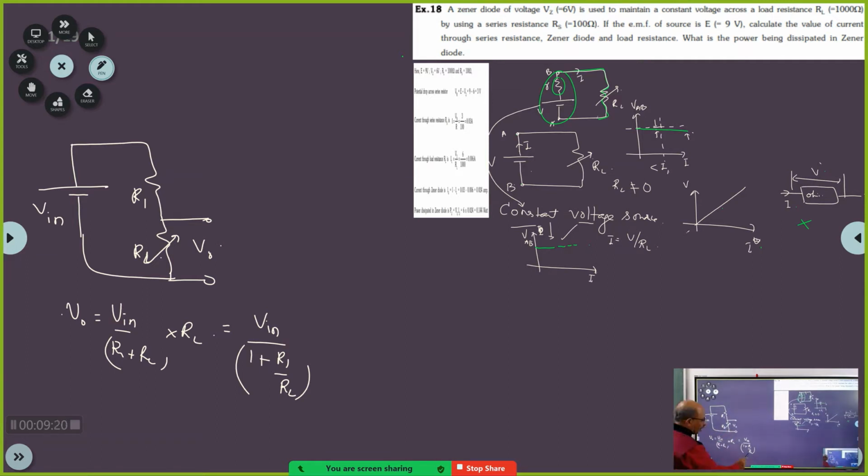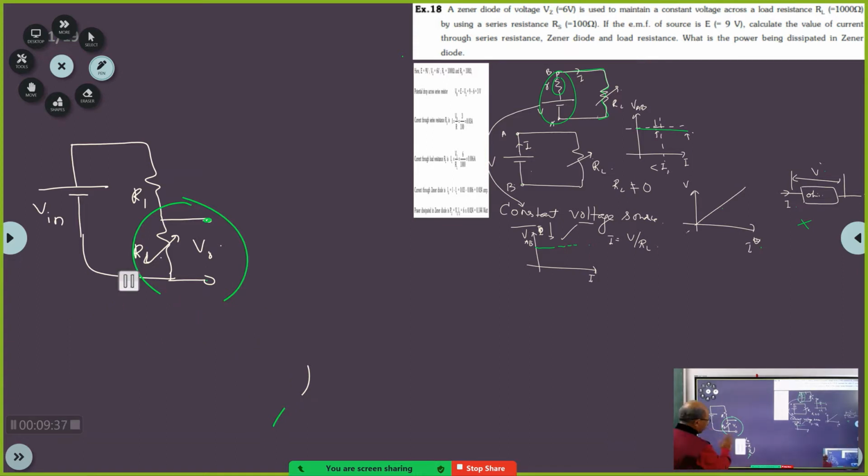Otherwise, you can figure out how V0 will vary if RL varies. So here you see, if you see only this part, this is not going to give you a constant voltage at this point. It depends upon this load RL. Okay, this is one issue.